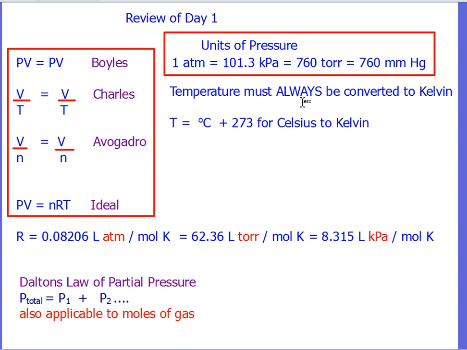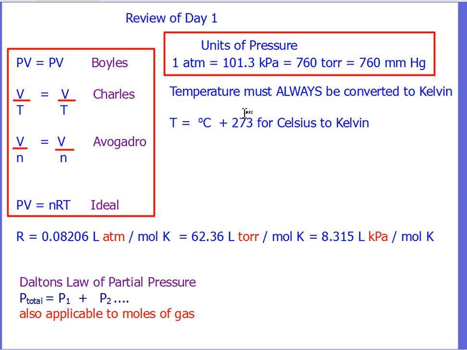So we have the first three gas laws, Boyle's law, P1V1 equals P2V2. I left the ones off. In each case, this is the one side and this is the two side. So if the pressure increases, the volume's got to decrease. Charles' law was V1 over T1 equals V2 over T2.